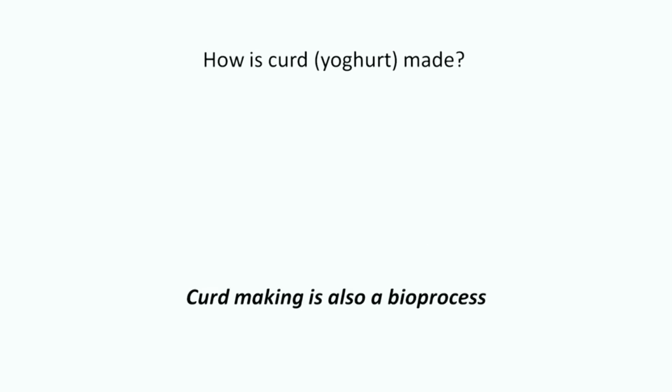And finally, we looked at curd making and said curd making is also a bioprocess. The vessel in which the curd is made is nothing but a bioreactor. Of course, it is a simpler form of a bioreactor. A bioreactor is nothing but a vessel, a highly instrumented and controlled vessel in which bioreactions take place and bioproducts are made, normally with the multiplication of cells.